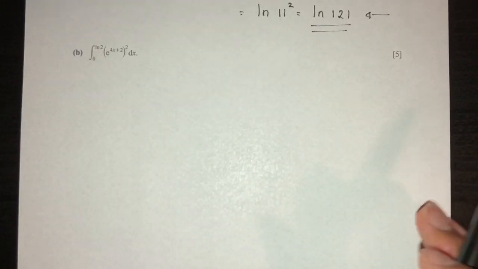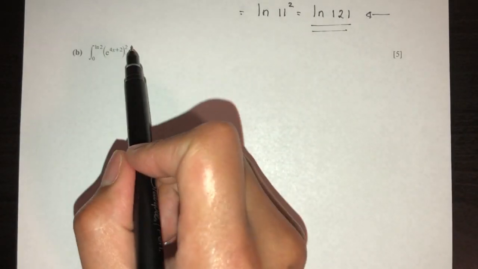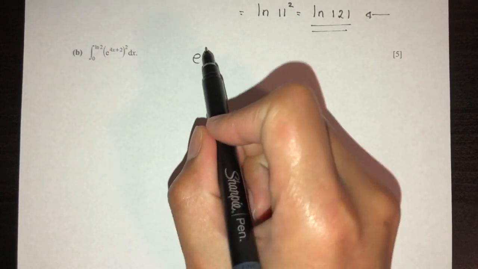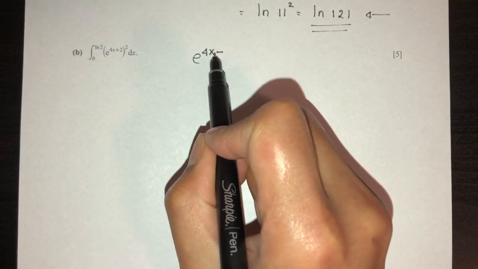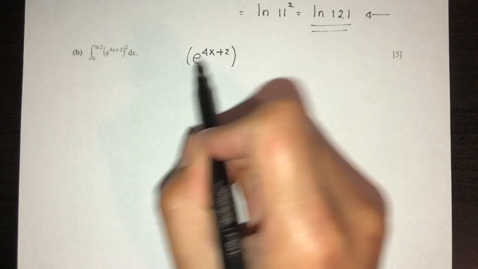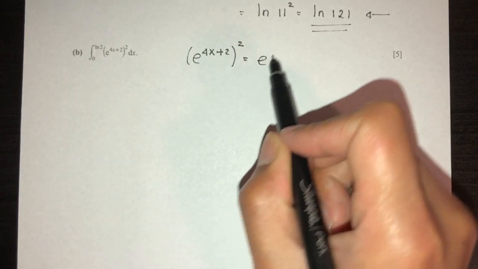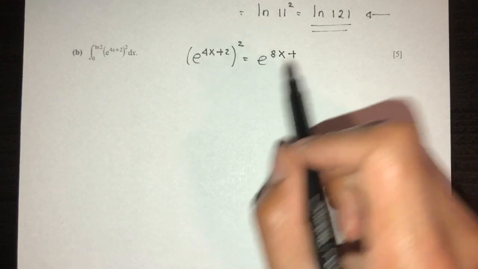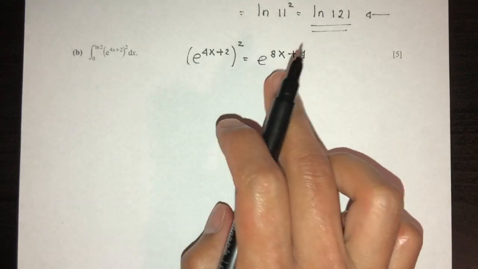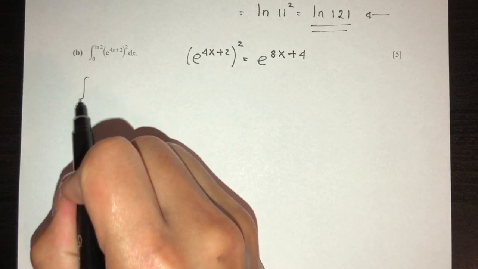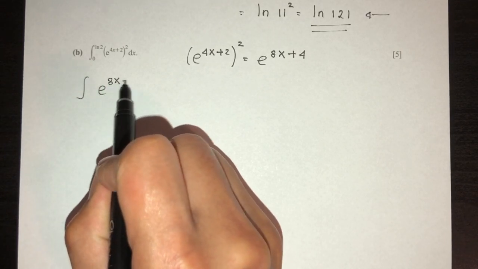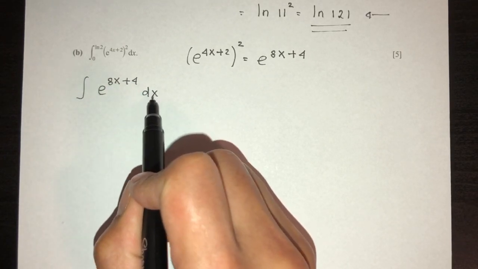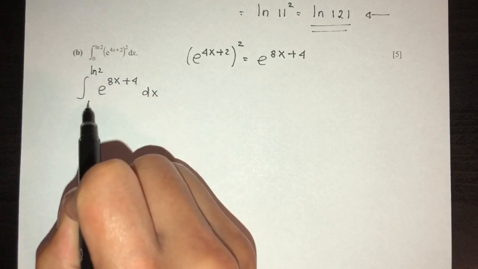Now for part B, we have to solve this one. So how can you solve this? You can send this power inside. For example, if you have 4 power x, 4x plus 2 power 2, you can write this down as e, so times 2, you have 8x plus 4. So we have to solve this one: exponential of e, 8x plus 4 dx. The limits will be ln of 2 and 0.